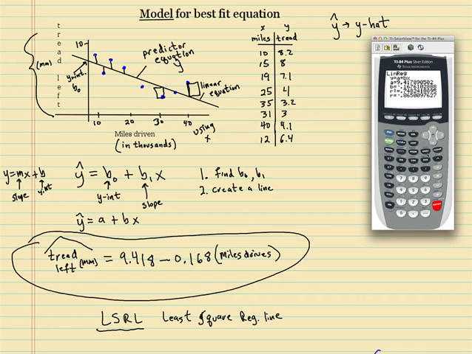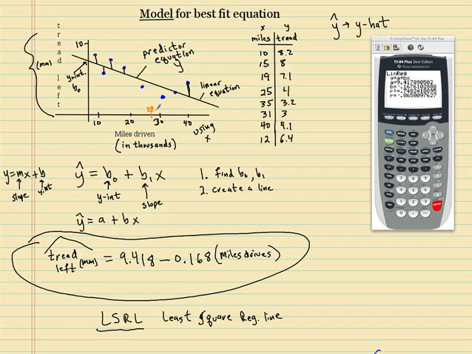So I have this situation where somebody comes in and says, okay, let's make a prediction. Let's go over here to 28. So if I drive 28,000 miles, how much tread do I think is left? That's why we call this a prediction line. Now I don't have any points that are 28, but I built this model.